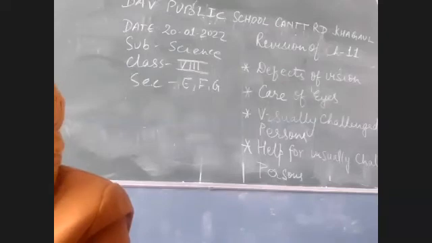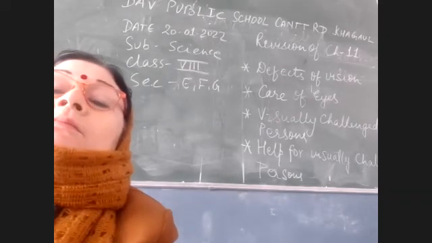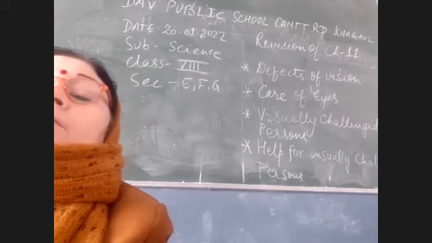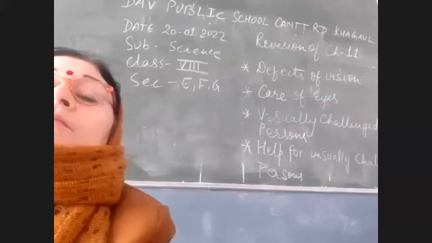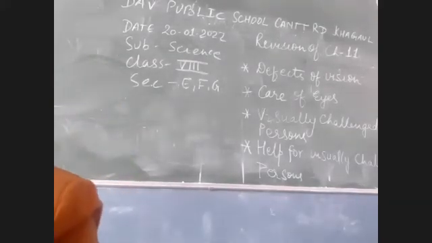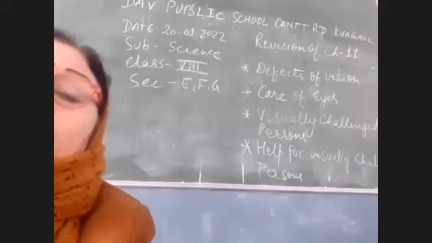A disease in which a person cannot see nearby objects clearly. Okay. Then what is it? But how is it able to see far objects? What is the reason behind it?